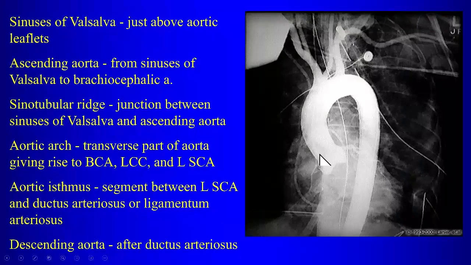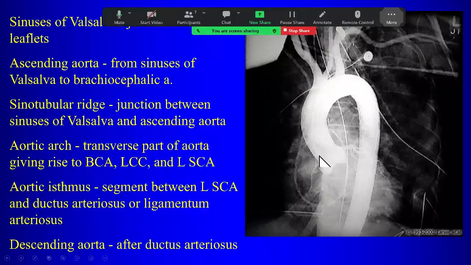Here it is on angiography, where you have these outpouchings, those are the sinuses of Valsalva. Then we have the ascending aorta from there to the brachiocephalic artery. The sinotubular junction is the area that just starts to narrow right above the sinuses of Valsalva. And then we have the aortic arch where the great vessels come off, and the isthmus is between the left subclavian artery and the insertion of the ligamentum arteriosum, descending thoracic aorta after that.